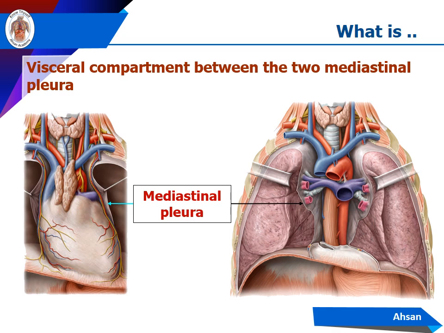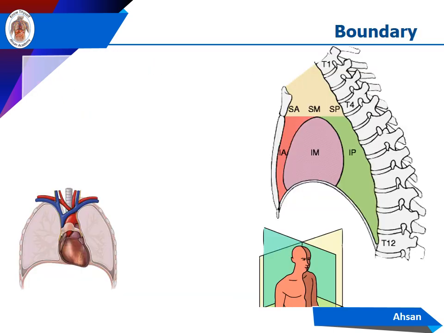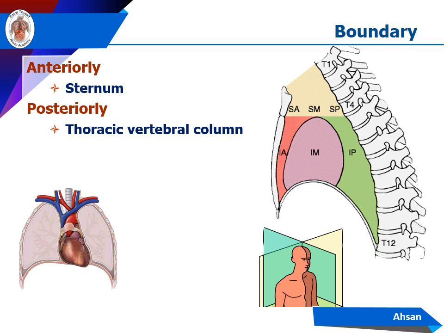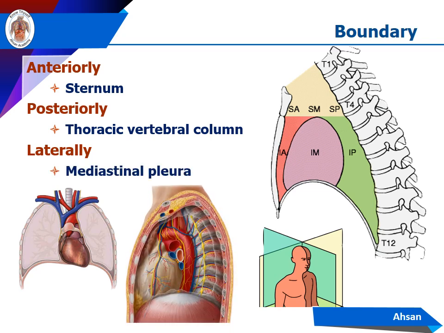Let me show you the area by changing the color. The color has been changed and the mediastinum is labeled. Let us consider the boundary. Anteriorly, you can see a flat bone, the sternum, that makes the anterior boundary of the mediastinum. Posteriorly, you can see the vertebral column extending from thoracic 1 to thoracic 12. This vertebral column makes the posterior boundary of the mediastinum, and laterally we have already seen the mediastinal pleura.